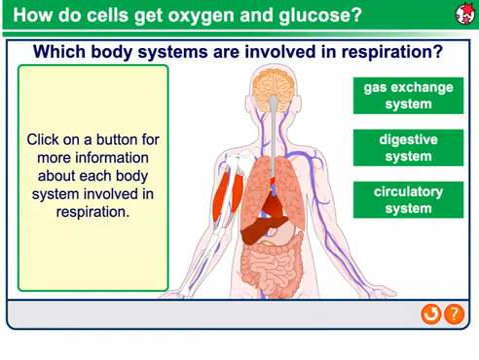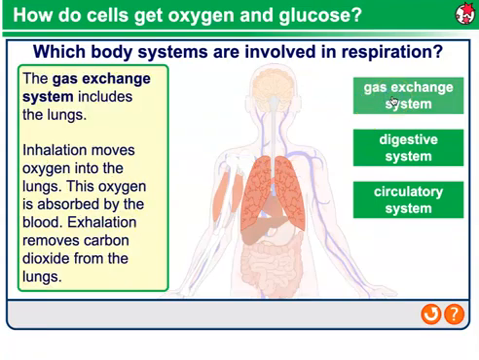So how do the cells get oxygen and glucose? Which body systems are involved in respiration? The gas exchange system. The gas exchange system includes the lungs. Inhalation moves oxygen into the lungs. This oxygen is absorbed by the blood. Exhalation removes carbon dioxide from the lungs.